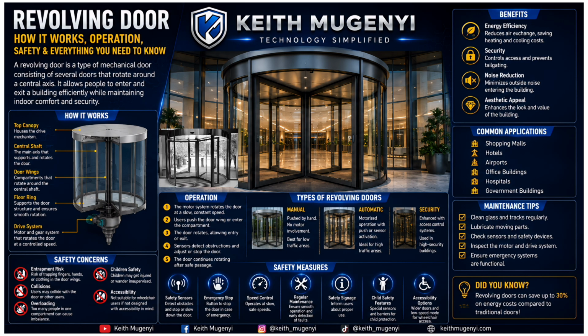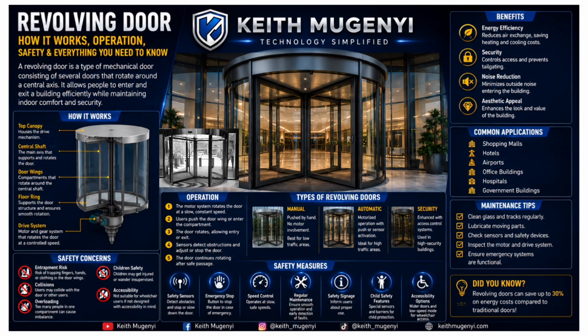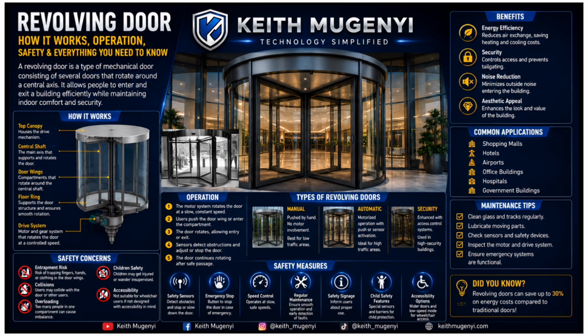A revolving door has main parts. The central shaft is the main vertical axis that supports the door wings. There are the door wings, usually 3 to 4 glass panels that rotate. There is the canopy, the top cover housing the motor and the mechanical components. There is the floor bearing, which supports the weight of the rotating door. There is the drive motor, which automatically powers the revolving door.